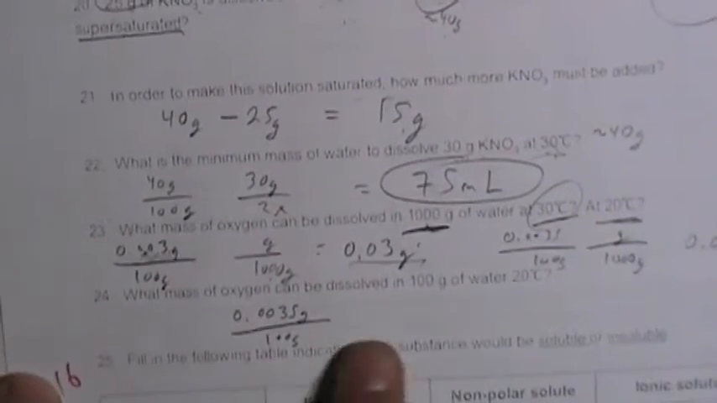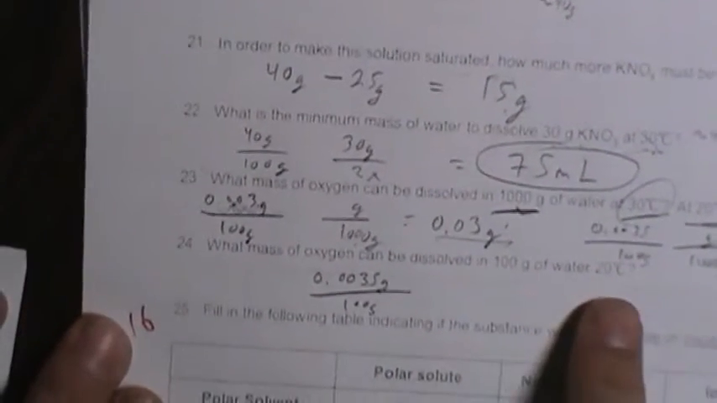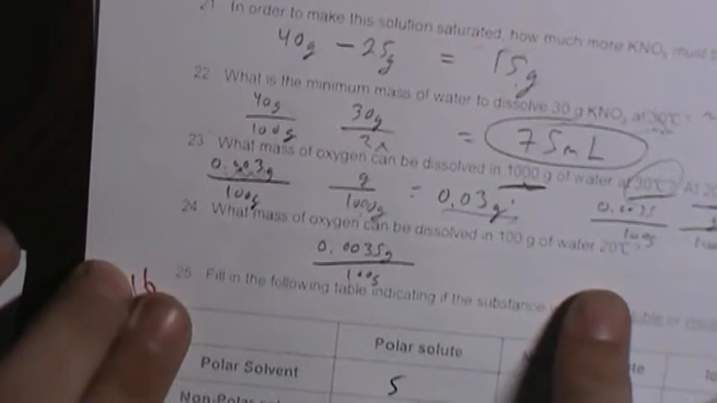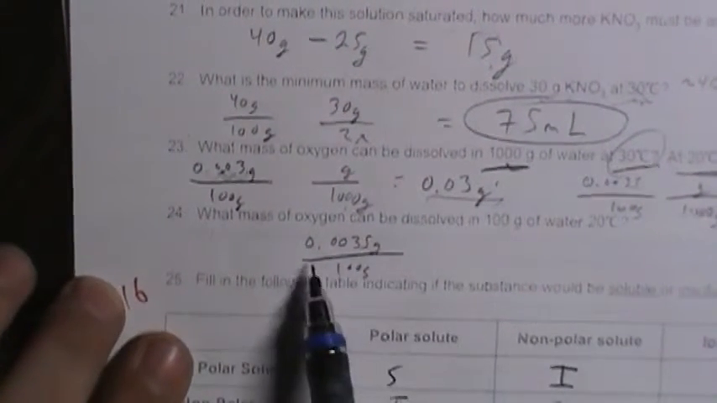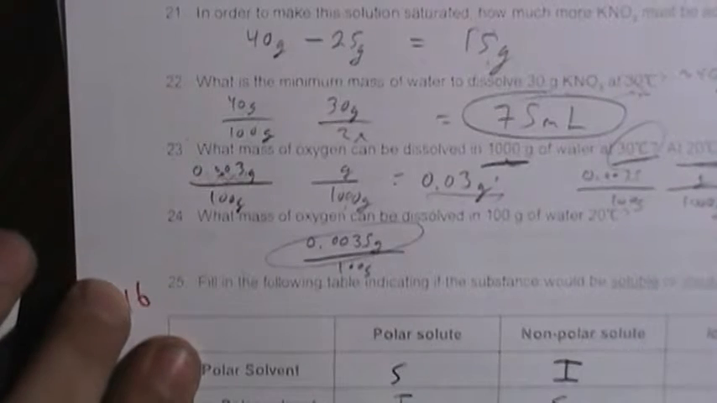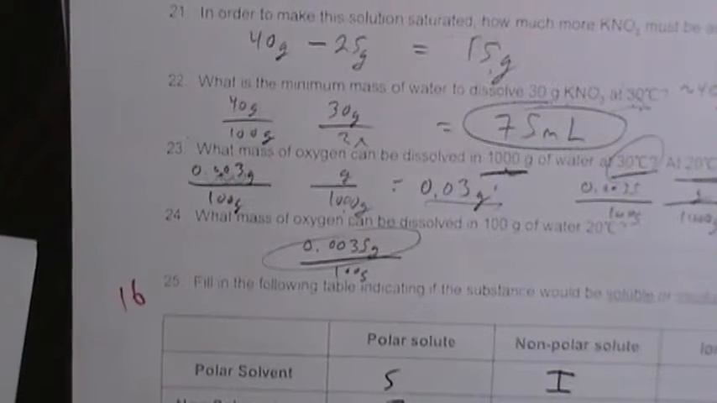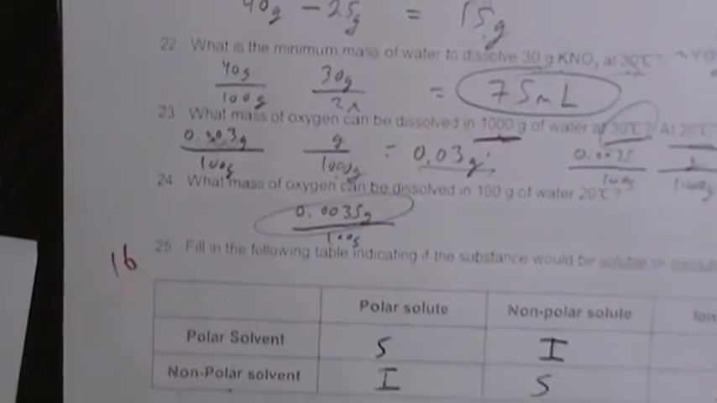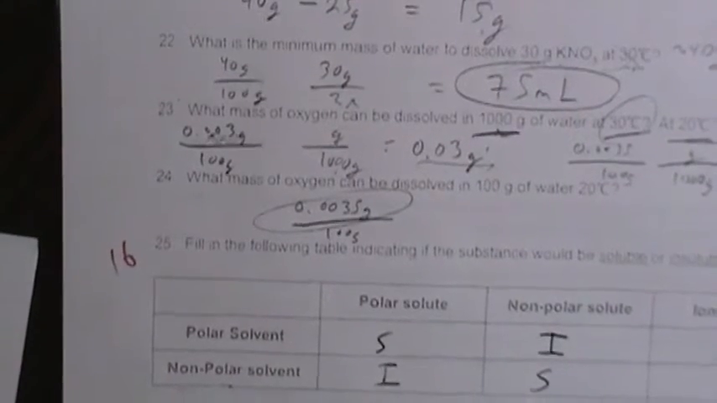What mass of oxygen can be dissolved in 100 grams of water at 20 degrees Celsius? Well, look at this. We already have this one answered. 0.0035 grams, because that was what we looked up and found on the graph.